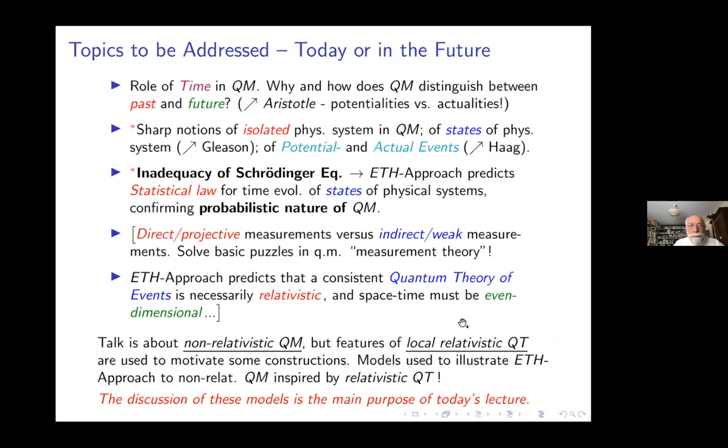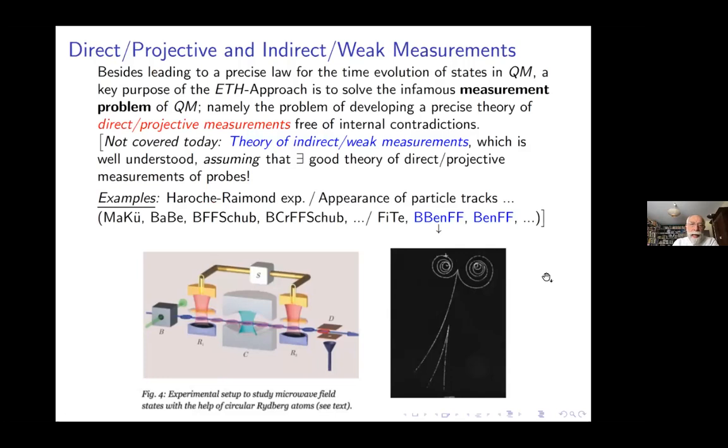So here is a little slide about direct and indirect measurements, but since I won't really discuss that, let's just skip it. This is the Arrow-Schrimmer experiment, and the black icon is particle tracks in a detector.